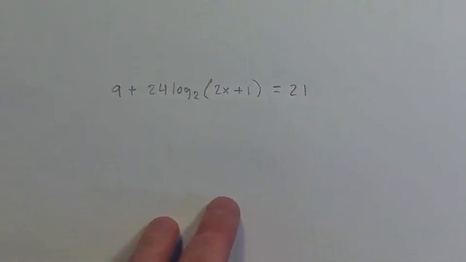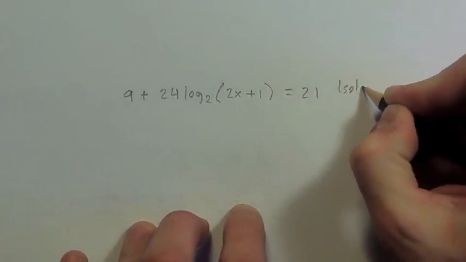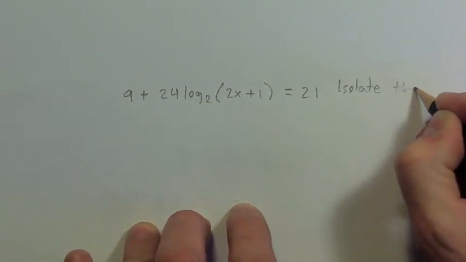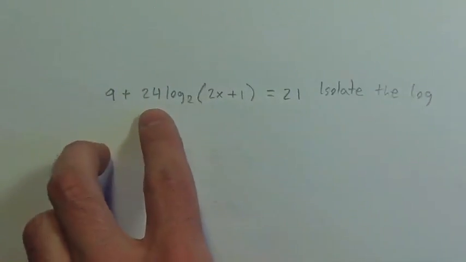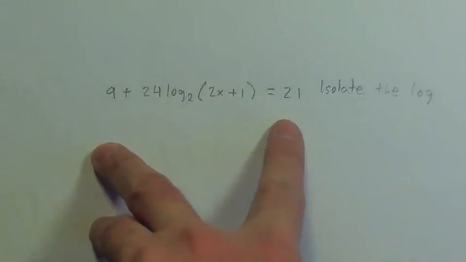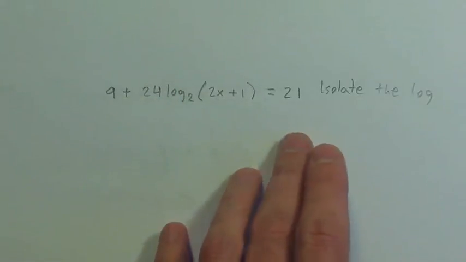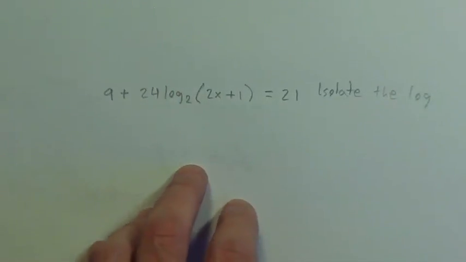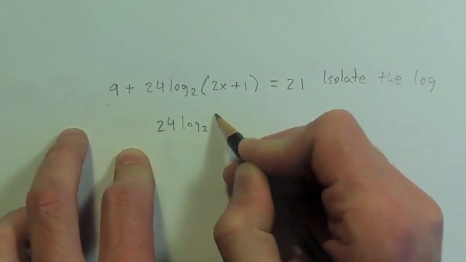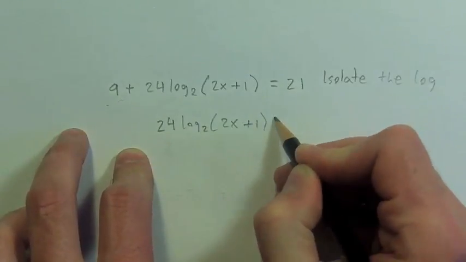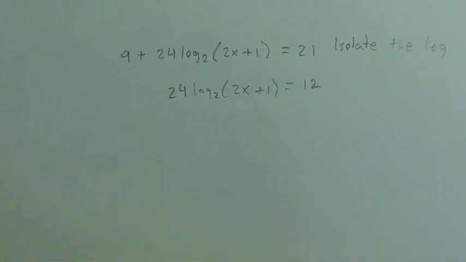For this one, again, we always want to isolate the log. So here, with this 9 plus 24 log base 2 of 2x plus 1 is equal to 21, we're going to start by isolating the log. So I'm going to move that 9 over, and subtracting 9 from both sides will give me the 24 log base 2 of 2x plus 1 is equal to 12. Then I'm going to divide both sides by this 24.